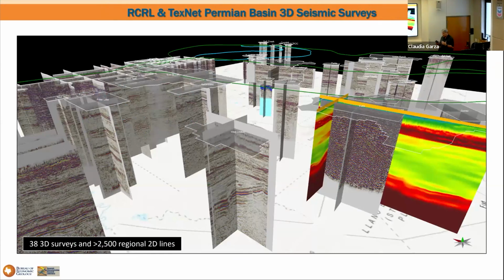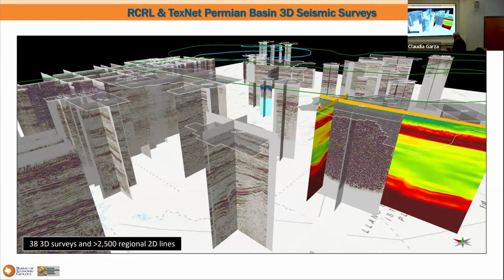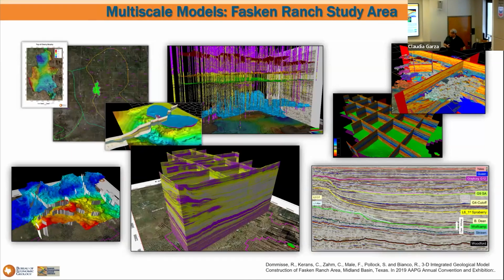Then, through the very generous donation of seismic volumes from a wide variety of oil companies that do joint research with the Jackson School, we've been able to bring approximately 38 3-dimensional surveys and over 2,500 regional 2D lines, all within the same project. More detailed models we've incorporated as well, such as a field in the Midland Basin, generously donated by the Fasken Oil and Ranch Company, right?